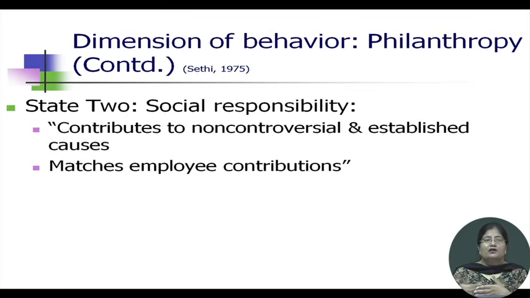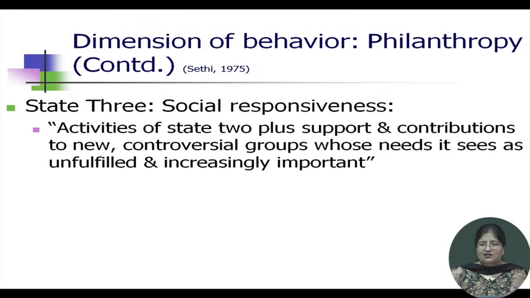You match employee contributions towards this. You say, we don't want to be in the public eye, we'll just stay out of trouble. We are socially responsible, we are helping with non-controversial causes and established causes. State 3 is when you become socially responsive, and you do the activities of state 2 plus support and contributions to new and controversial groups whose needs it sees as unfulfilled and increasingly important.